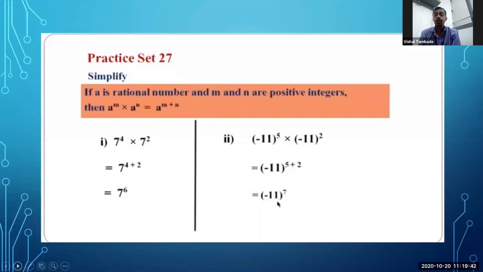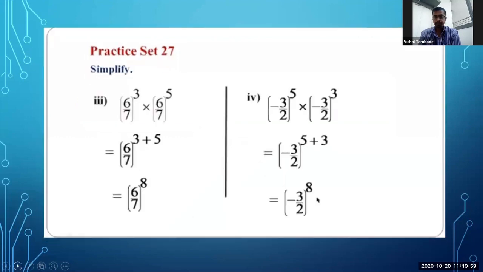We solved the example using our law. What is the first law? A raised to the power m multiplied by a raised to the power n equals a raised to the power m plus n. I hope all of you understand it better. Next.